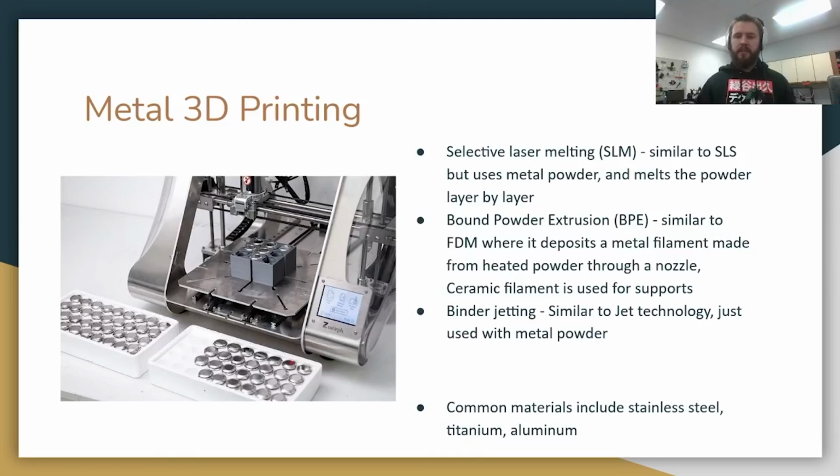When it comes to metal 3D printing, some of the common materials that you'll see that are supported are stainless steel, titanium, and aluminum. There are other materials that you can metal 3D print with, but these are the ones that you're going to see or come across the most often.